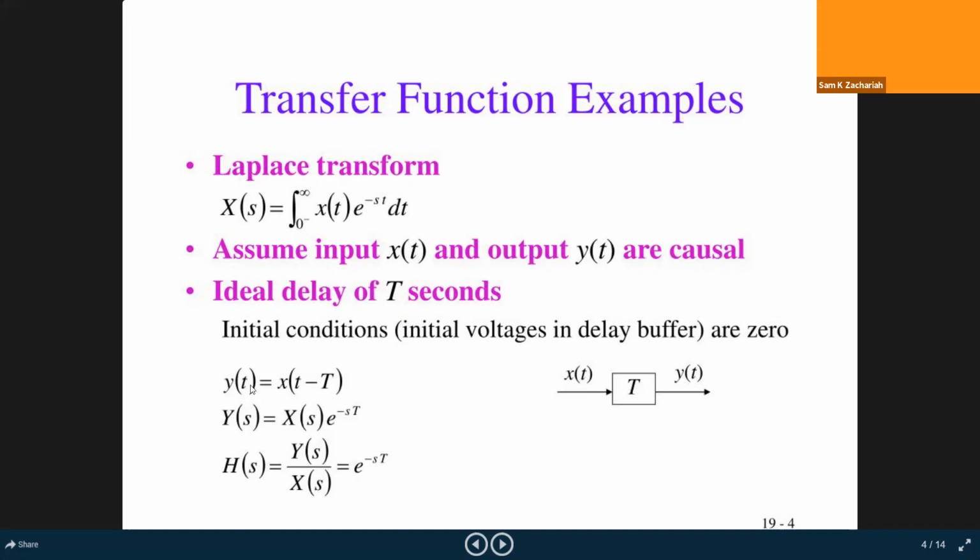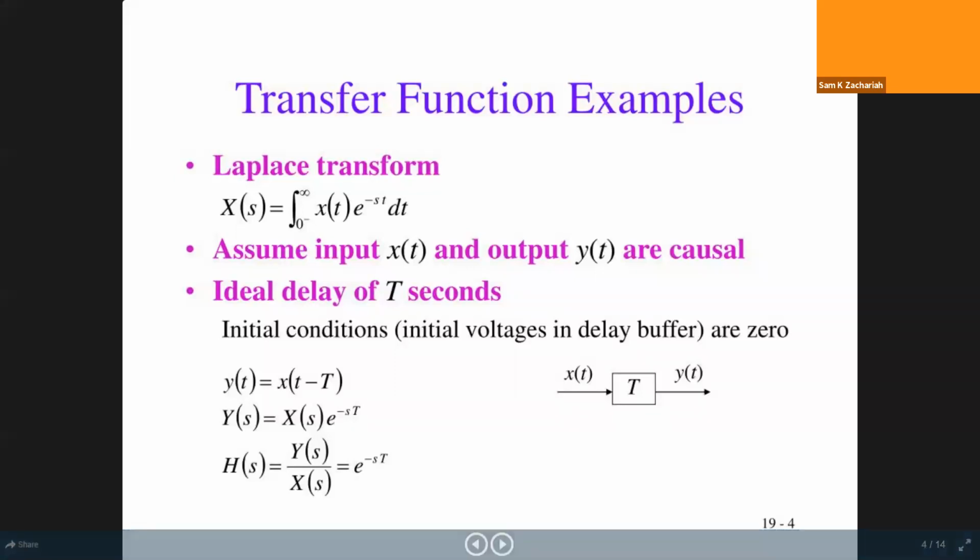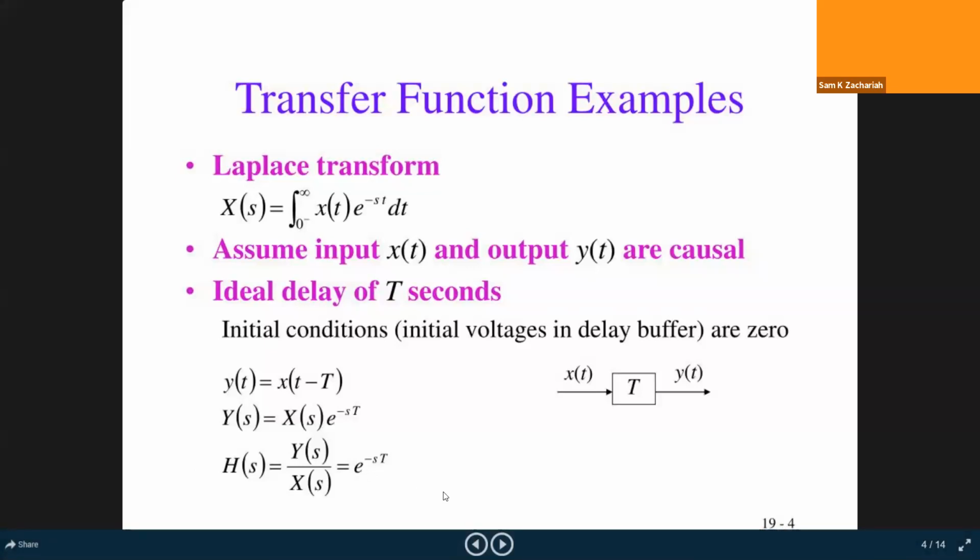You can represent the time domain expression for delay as y(t) is equal to x(t) minus capital T. If you take the Laplace transform of that, you will get Y(s) is equal to X(s) e raised to minus sT, so the transfer function is e raised to minus s capital T. This is not a rational polynomial function. It has infinite terms if you expand, but you can approximate it by a finite number of terms. Okay, this is the first step.